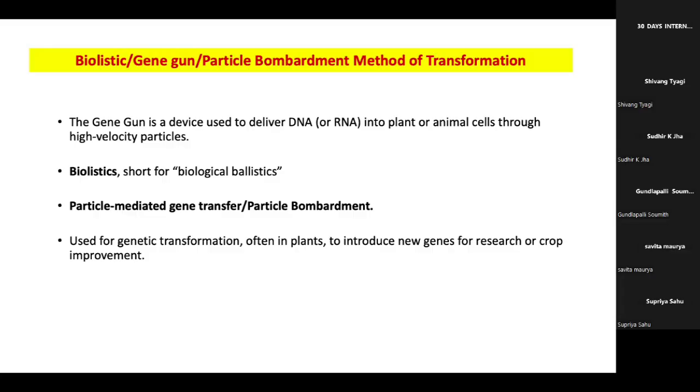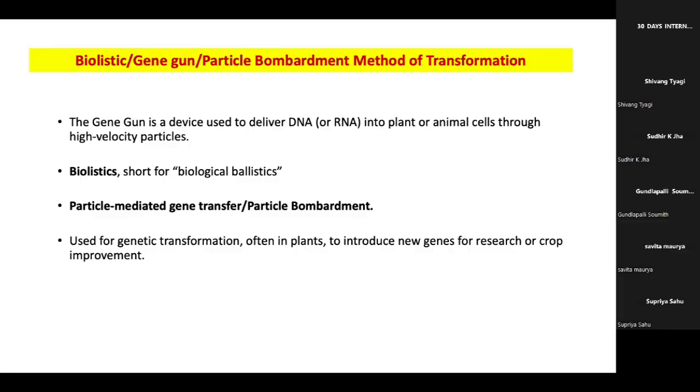So the ballistic method is also known as gene gun or particle bombardment method of transformation. It is known as ballistics because just like the ballistic missiles we use, it has been created in the same mode, and therefore it is known as biological ballistics. And ballistics is the short form of biological ballistics. It is also known as the particle mediated gene transfer.